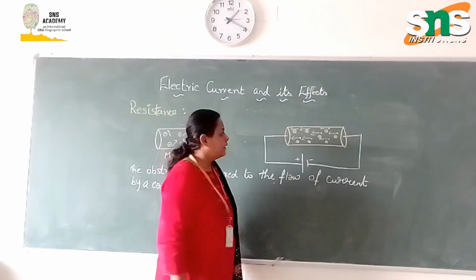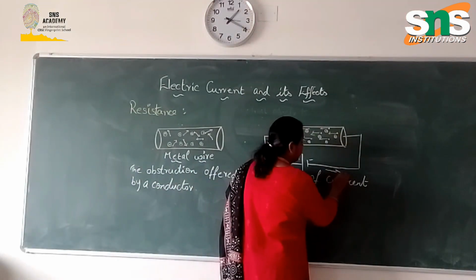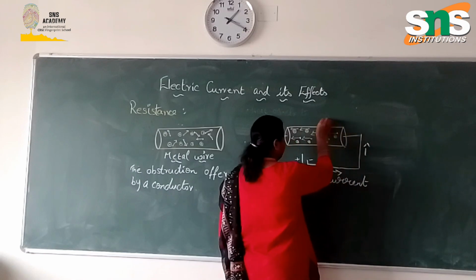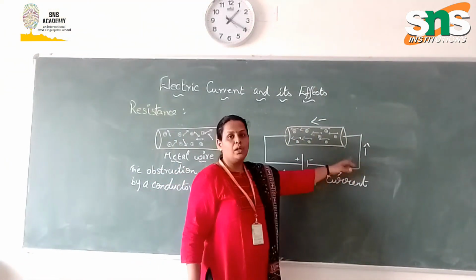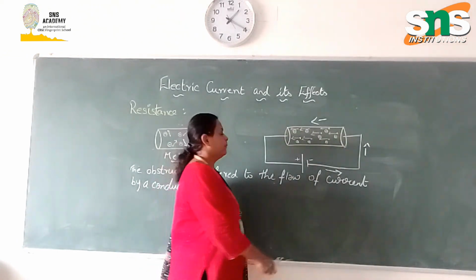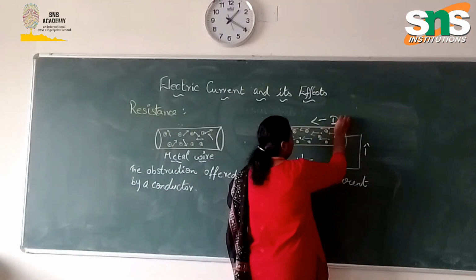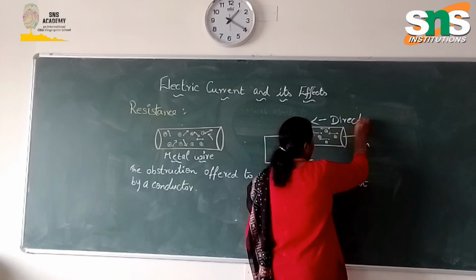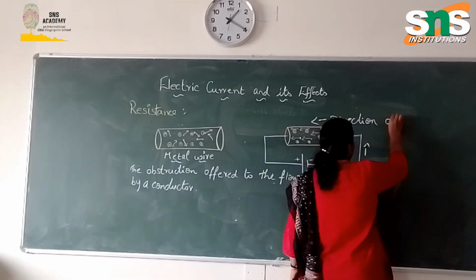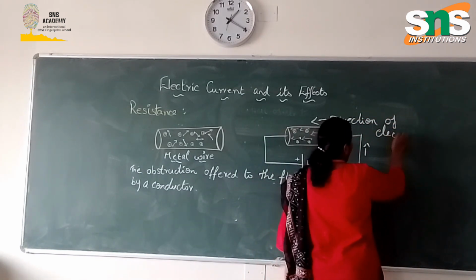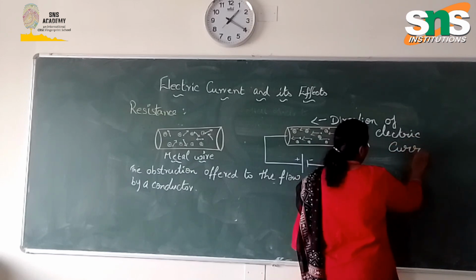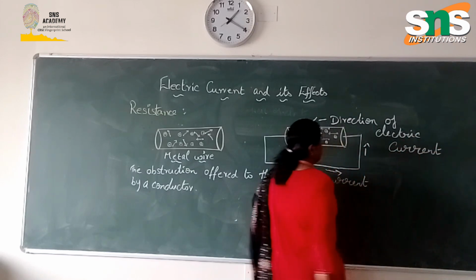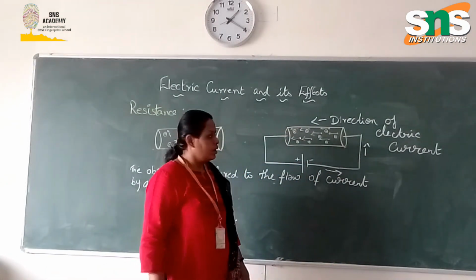Now the direction of flow of electric current will be like this. Yes, we all know it's from the negative terminal to the positive terminal. So, this is the direction of electric current. Always, the direction of electric current will be from the negative terminal of the battery to the positive terminal.